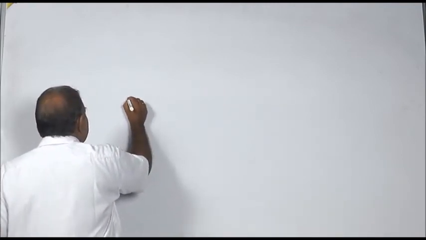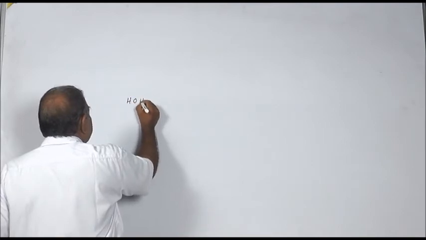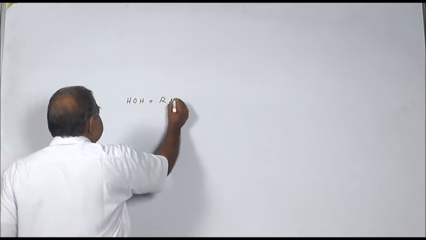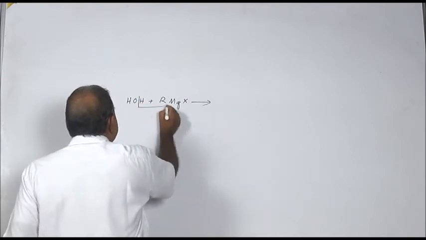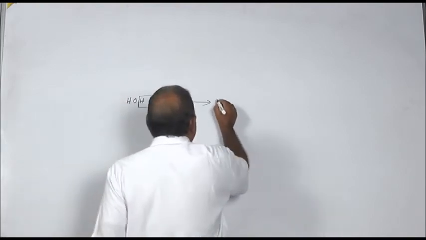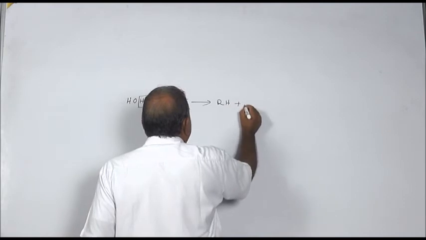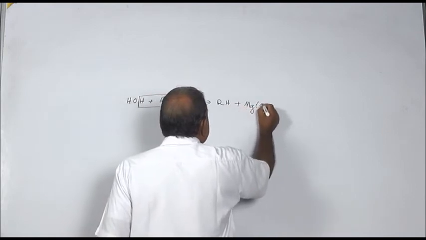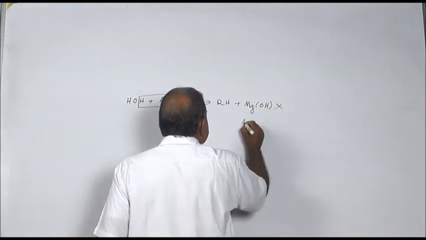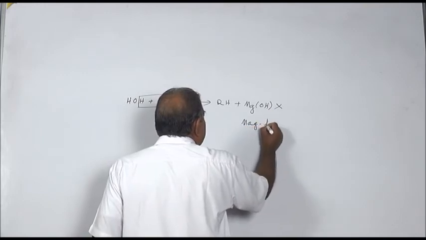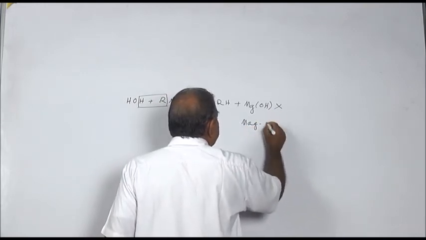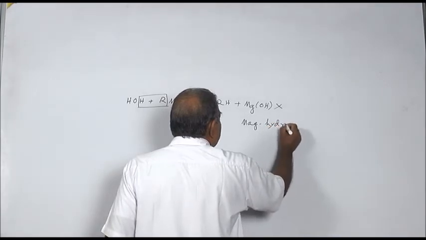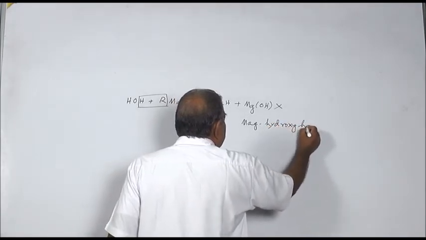Say, for example, you will take water and a Grignard reagent, say RMgX. You are getting RH, which is an alkane, plus you are getting magnesium hydroxy halide.